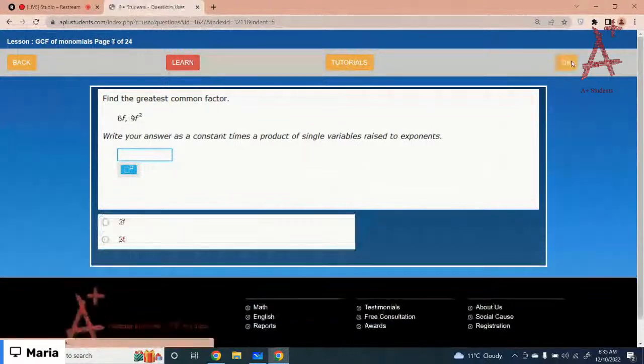Okay, then you have 6f and 9f square. So which is the greatest common factor of 6 and 9? That would be 3. The greatest common factor of 6 and 9 is 3, and the least power is f, so it would be 3f. Got it?